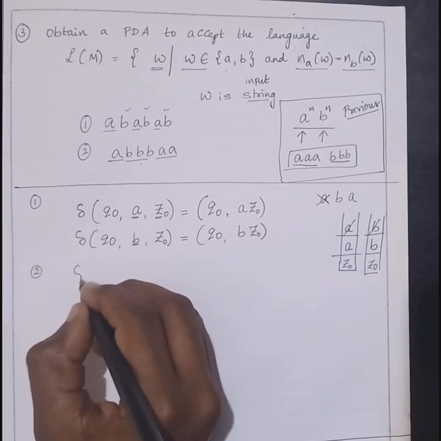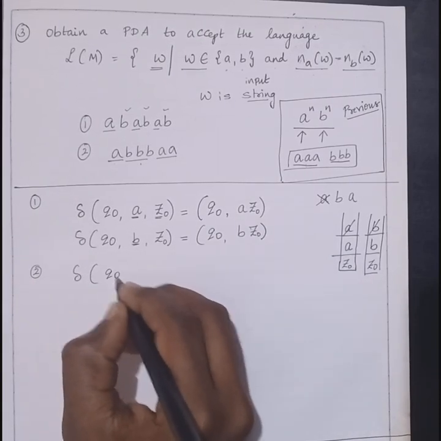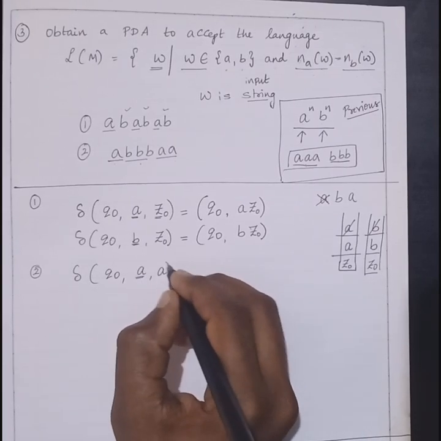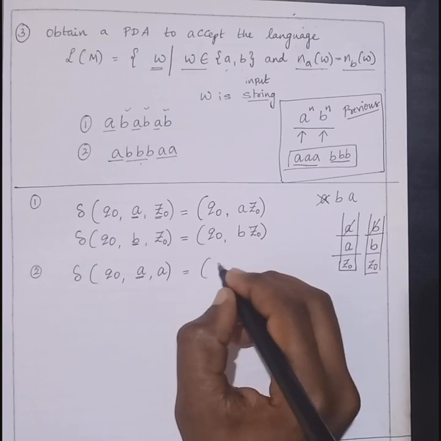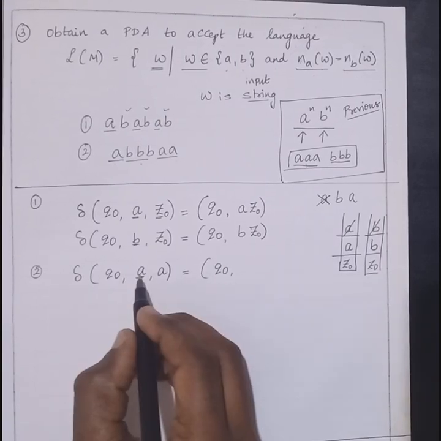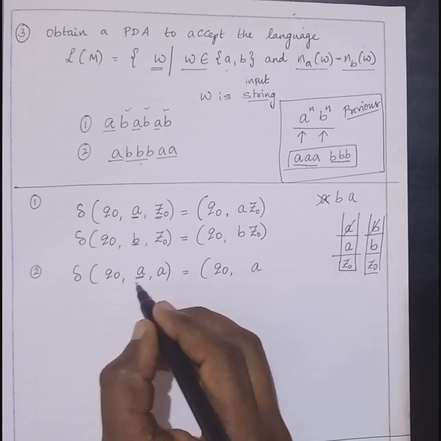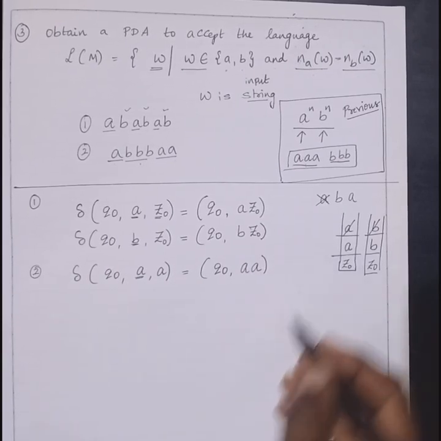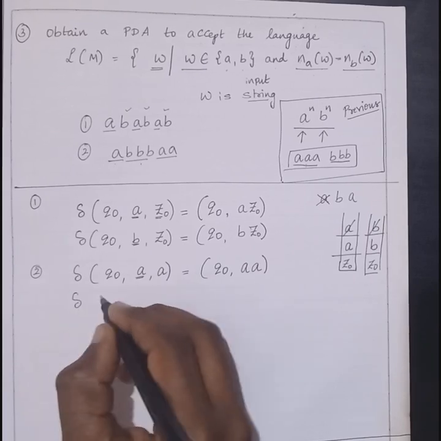The second case is whenever you have a as the new input and the top of the stack is a. So then what you will do, you will say q naught and we'll push. The top of the stack was already a, so you will push this new a onto the top of the stack. So that is a comma a. Okay, so it's the second case.